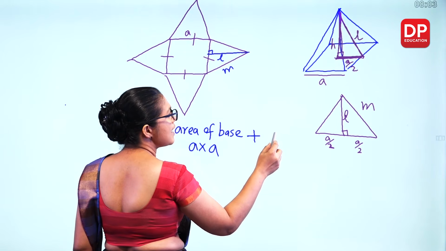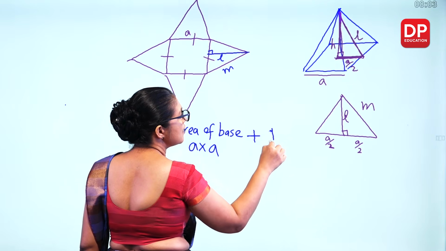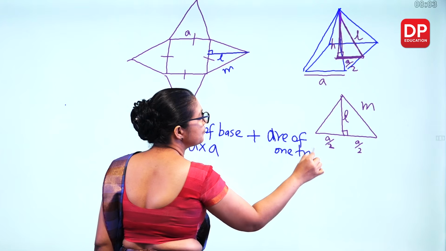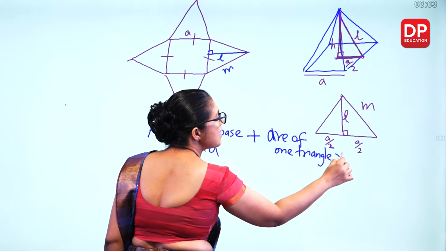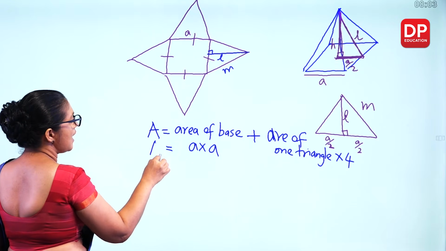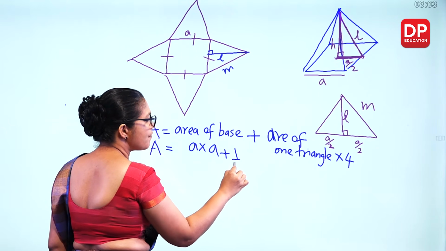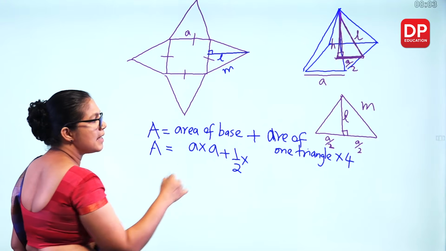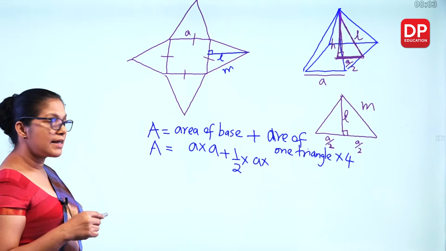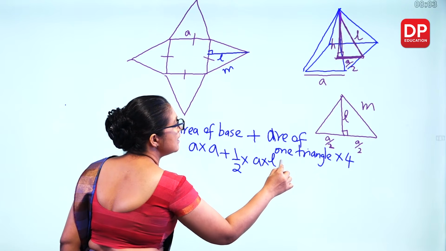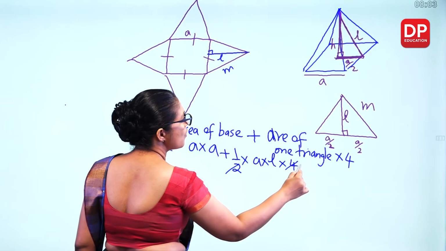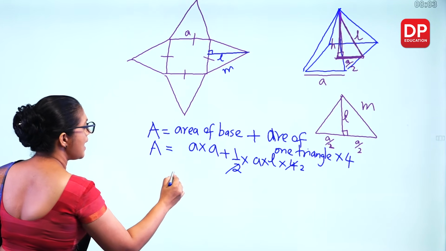So here we can say, first we'll write the area of one triangle and then multiply by 4. So what's the formula? We can write down half. What's the base length? Base length is A. And what's the perpendicular height of the triangle? That's L, into 4. When you simplify, what do you get? This 2 and this 4 get cancelled out. You get 2AL.